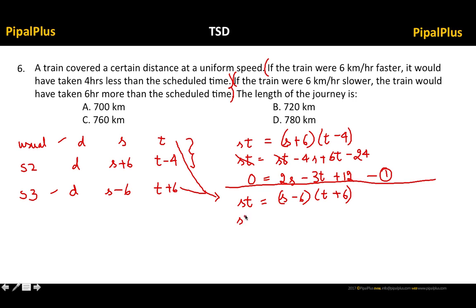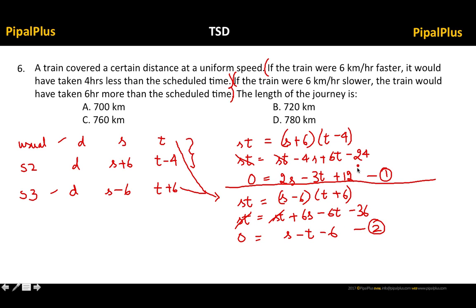So again st equals, let's open these brackets up: s multiplied by t plus 6, I get st plus 6s, and minus 6 multiplied by t plus 6, I get minus 6t minus 36, right? Again st and st cancel, and this time I can divide the whole equation by 6 to get s minus t minus 6 equals 0, right?